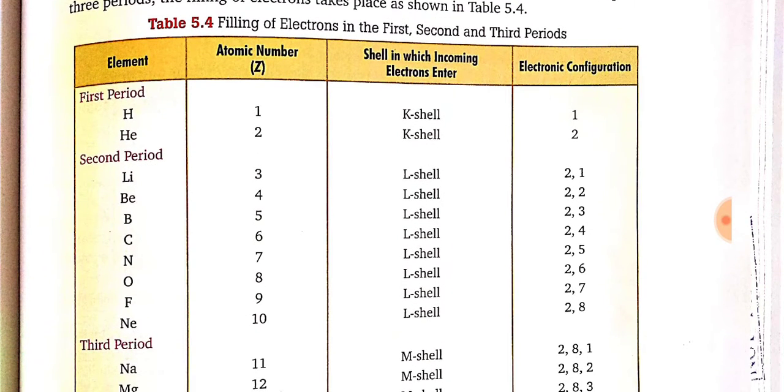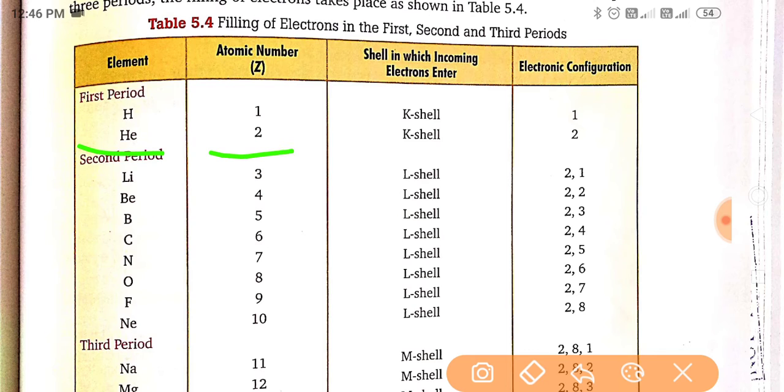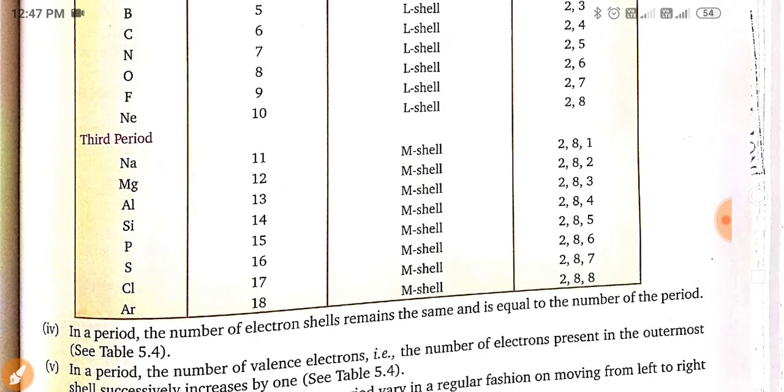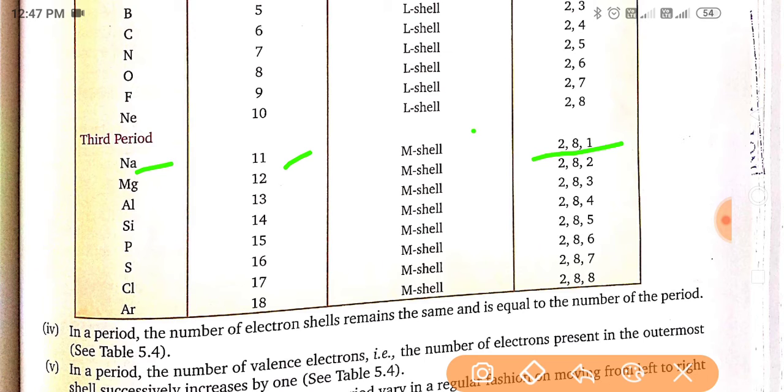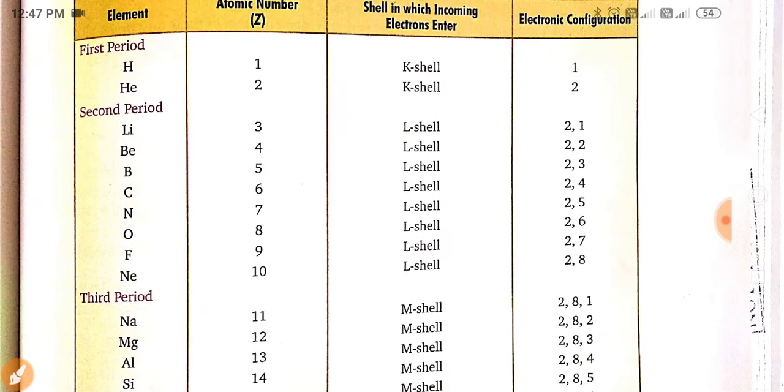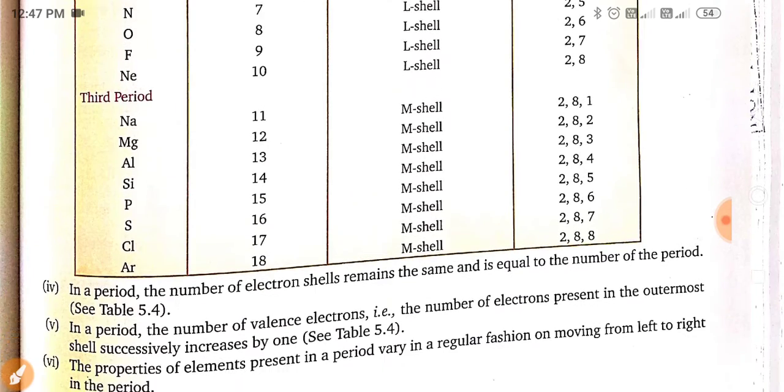So you can see in the first period, atomic numbers 1 and 2, the electrons go in the K shell, and the electronic configuration is 1 and 2. For the second period, the incoming electron enters first in the L cell, and the electronic configuration will be 2, 1, and so on. You already know how to write the electronic configuration. So it is very easy for you: Na is 2, 8, 1, and the last electron comes into the M cell.